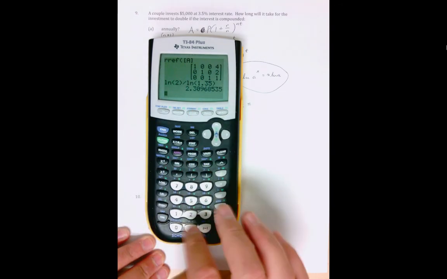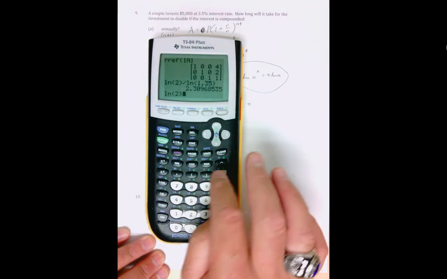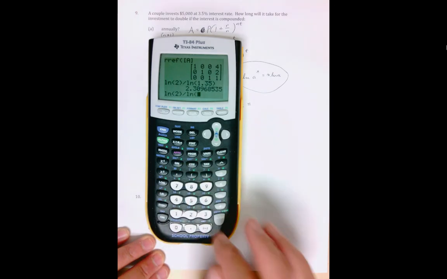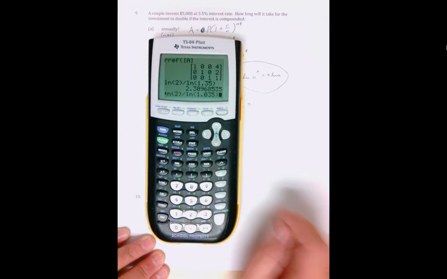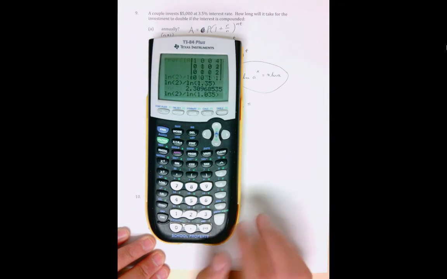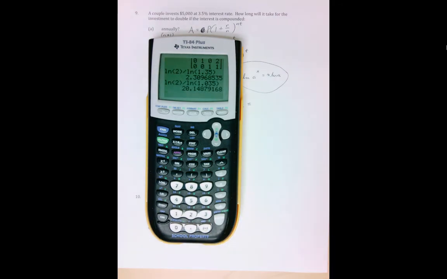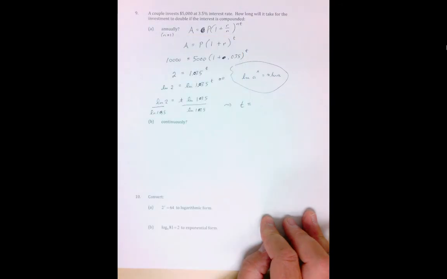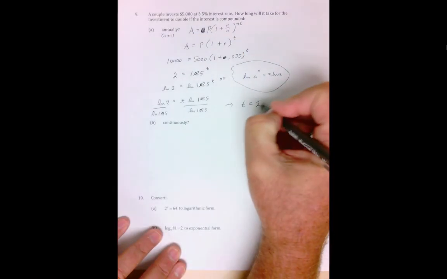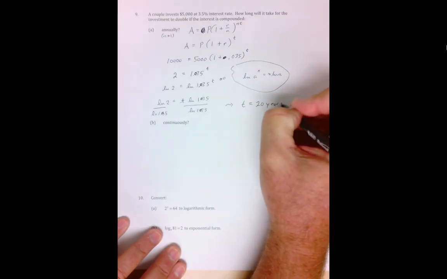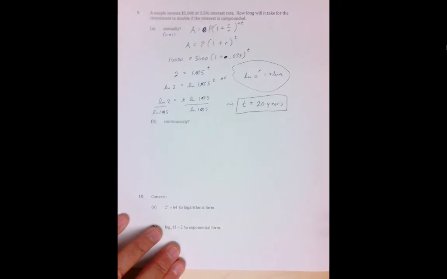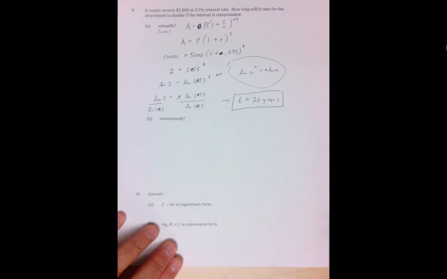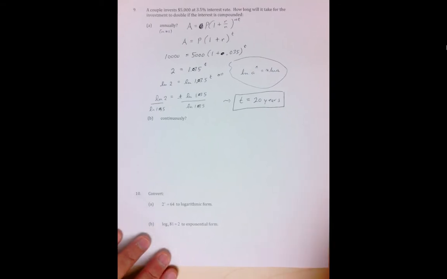So, gang, we need to do this correctly. We need to take the natural log of 2 divided by the natural log of 1.035. And come back to the real world. It's going to take 20 years for your money to double. Okay, that was fun. Sorry about that.